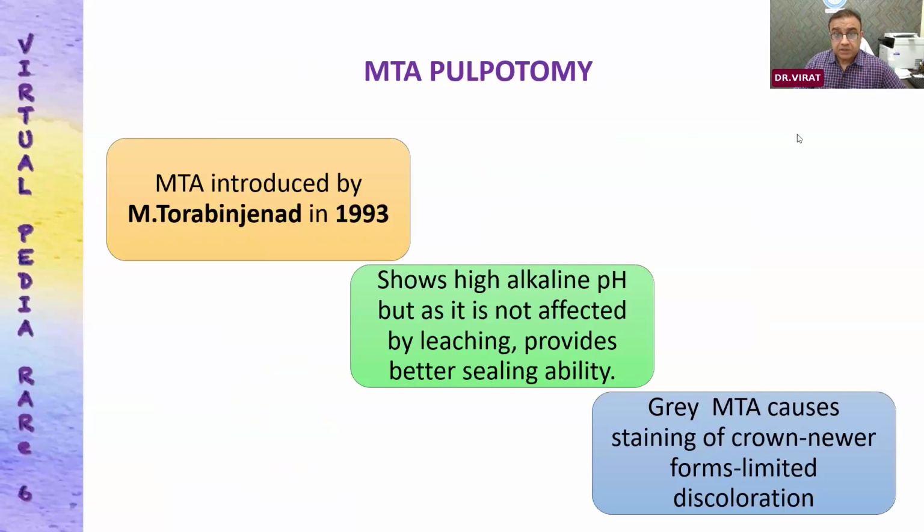Coming to MTA pulpotomy, MTA was introduced by Mahmoud Torabinejad in 1993. It shows a high alkaline pH, but as it is not affected by leaching, it provides better sealing ability. Gray MTA causes staining of the crown. However, newer forms are available in the market with limited discoloration.